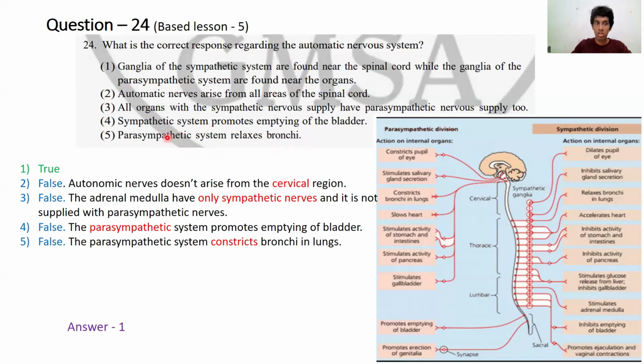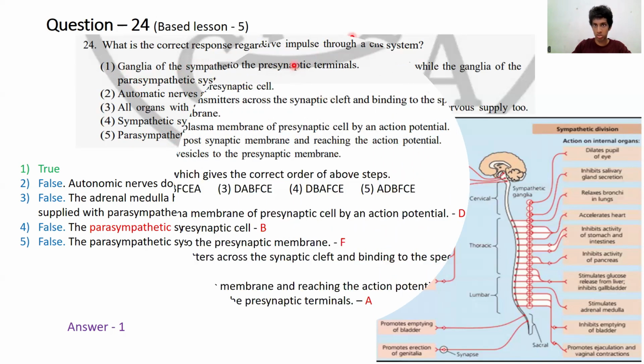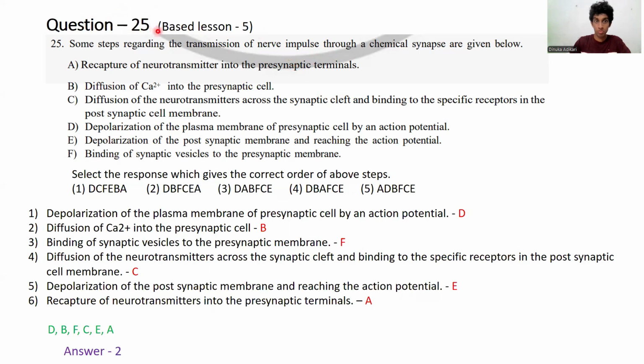So therefore, the fifth statement is wrong. So the correct statement was the first one regarding the autonomic nervous system. So the correct answer is 1. Question number 25. It is based on the fifth lesson.